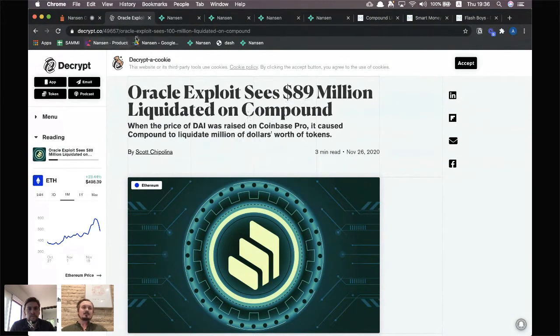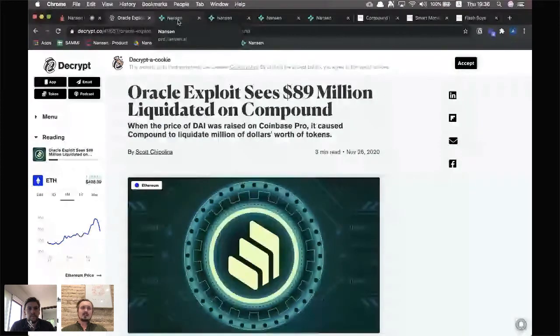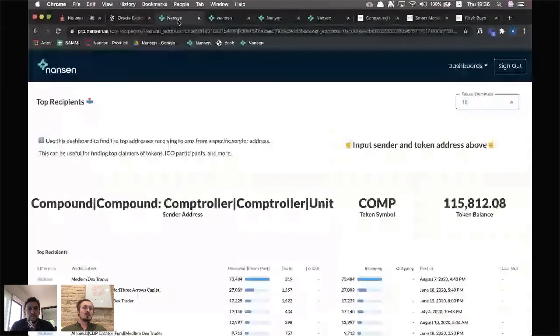And so what I did was I went to this dashboard in Nansen, which is called Top Recipients. This is just to show that it's not always the case that you have exactly the dashboard you're looking for, right? We didn't have a liquidation dashboard, which maybe we should have, but we didn't have it at that point in time.